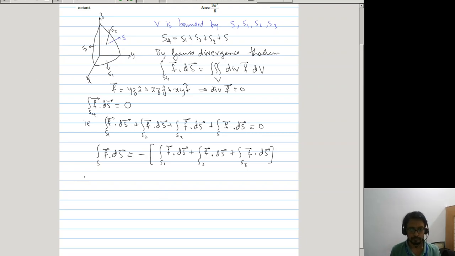Now, the surface integral along S1. S1 is the surface in the xy plane bounded by the lines x equal to 0, y equal to 0, and the circle x squared plus y squared equal to a squared. Now, the outward unit normal should be minus k cap. Plus k cap would be to the inside of the sphere. We require the outward unit normal to the surface. Therefore, we need to take n cap to be minus k cap.